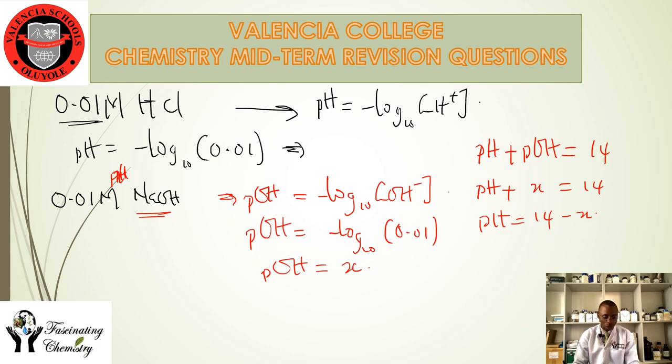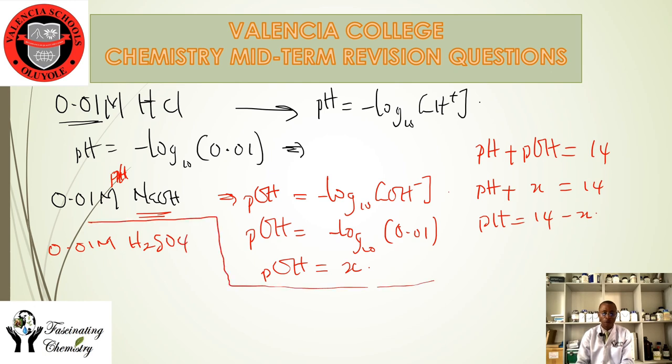Then the next question is to calculate the pH of 0.01 molar of H2SO4. In this particular case, you have to be very careful, because yes, you are given an acid straight on, so of course you can calculate your pH directly. But remember, the concentration value given in the question is always for one hydrogen ion. So you have to look at the basicity of that acid given first.